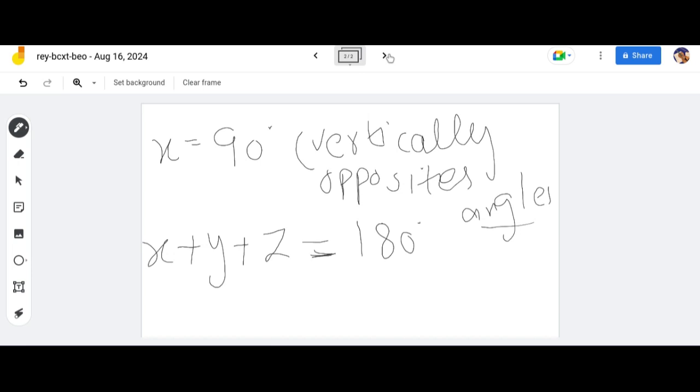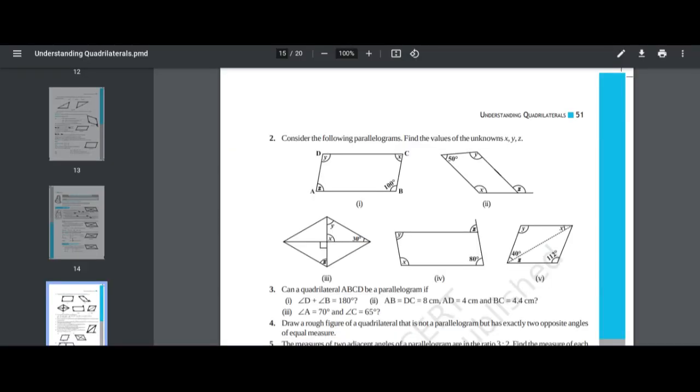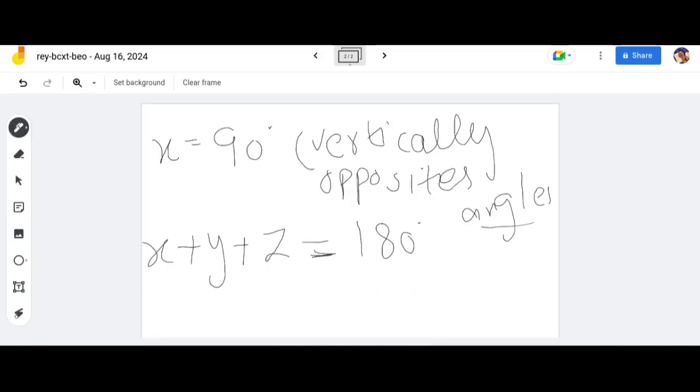So by looking at the diagram, I have the value of x, and I also have the value of z as well. What is the value of z here? 30. Very good. So I'm going to put the values: 90 here, and I don't have the value of y, it will remain the same, and the z here, which is 30, is equal to 180. Can you give me the answer of 90 and 30 by doing the addition?